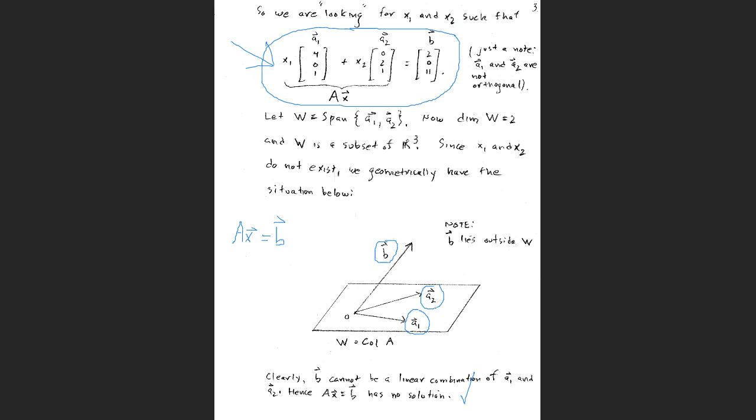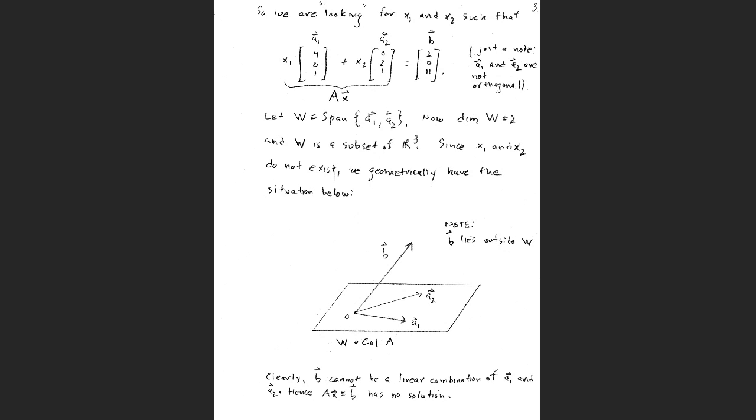Let me ask you a question. If the vector B were a linear combination of A1 and A2, where would the vector B be drawn in the picture? Can somebody maybe draw that vector B in the picture?